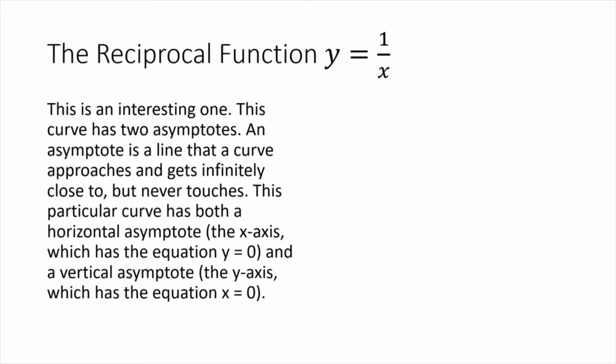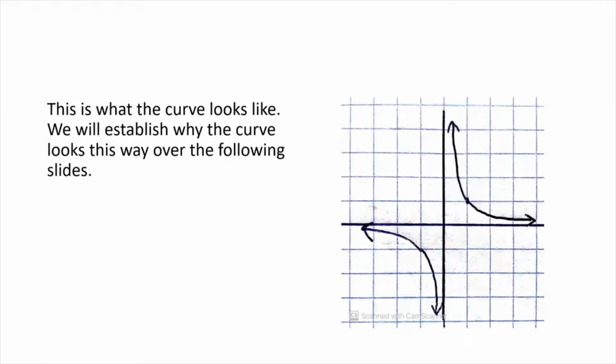The reciprocal function. This is an interesting one because this curve has two asymptotes. An asymptote is a line that a curve approaches and gets infinitely close to but never touches. This particular curve has both a horizontal asymptote, the x-axis with the equation y = 0, and a vertical asymptote, the y-axis with an equation of x = 0. Now when we graph the curve, it looks like this.